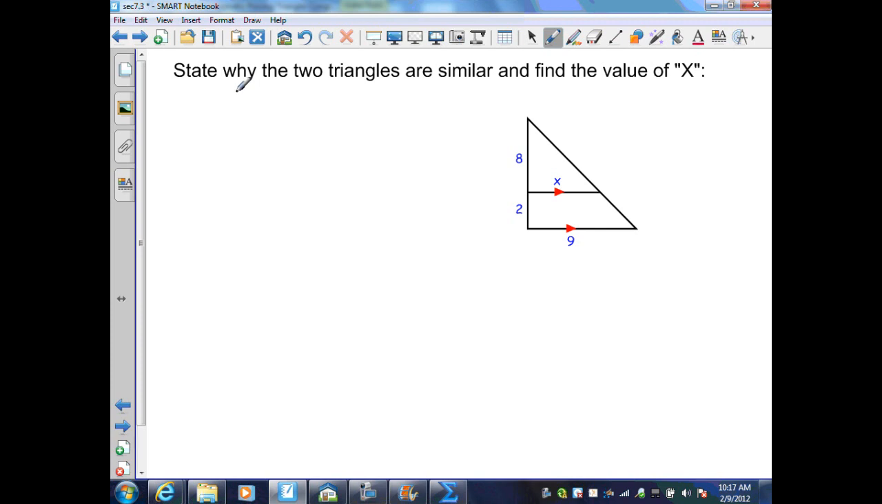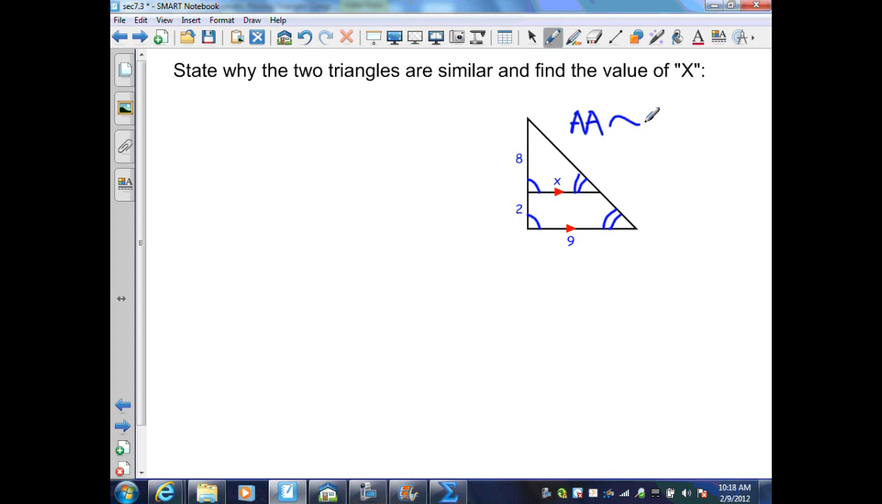Here, I want to state why the two triangles are similar, and I want to find the value of x. I know these two triangles are similar. Either I could state that this angle is in both triangles by the reflexive property, and I can also state that these two angles are congruent because if two parallel lines are cut by a transversal, corresponding angles are congruent. And also these two angles are congruent. Therefore, these two triangles are similar by the AA similarity postulate.